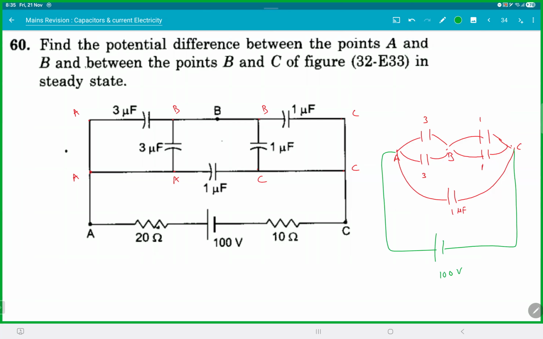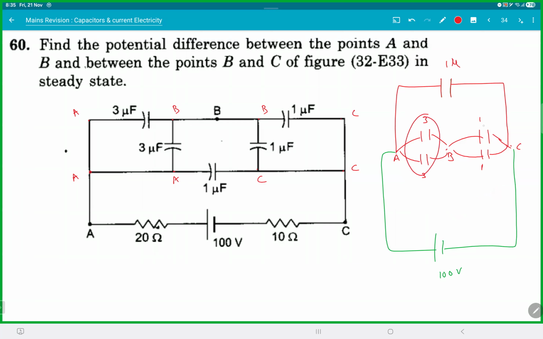He's asking the potential difference between A and B. I think now you can solve it, isn't it? So these are in parallel. So basically, this 1 microfarad also you can keep it outside. It won't matter. Then this 3 and 3 will become 6 and that will become 2. So potential will divide in the ratio of 1 by C, since Q is equal to CV. C2 is to C1. You'll get it from there. Is that clear, everyone? So VAB by VBC will be in the ratio of 2 is to 6. And the total voltage is 100.